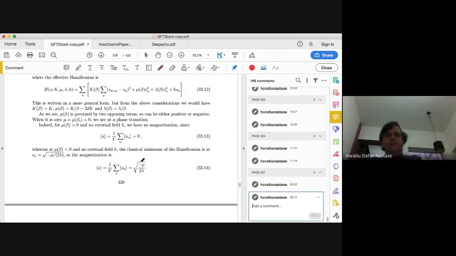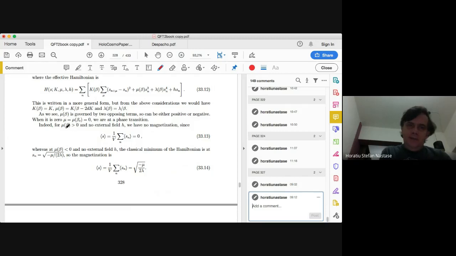A phase transition, which, as you know, is associated with the quadratic term in the Hamiltonian. So what we wrote here is a spin and quantum mechanical version of the more general Landau's theory of phase transitions, right? Where now the order parameter is the average value of the spin.